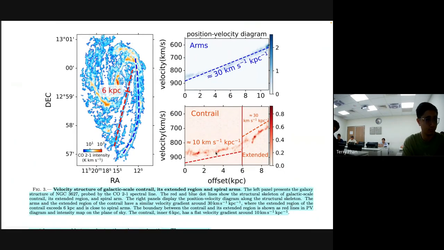At the bottom, the right-hand side shows the extended contrail region. It is also very steep. It has the same gradient, around 30 kilometer per second per kiloparsec. So this part is also rotating with the galaxy. And the left-hand side shows the main contrail. But this contrail has a very flat slope, approximately 10 kilometer per second per kiloparsec. This shows that it is not following the normal galactic rotation.